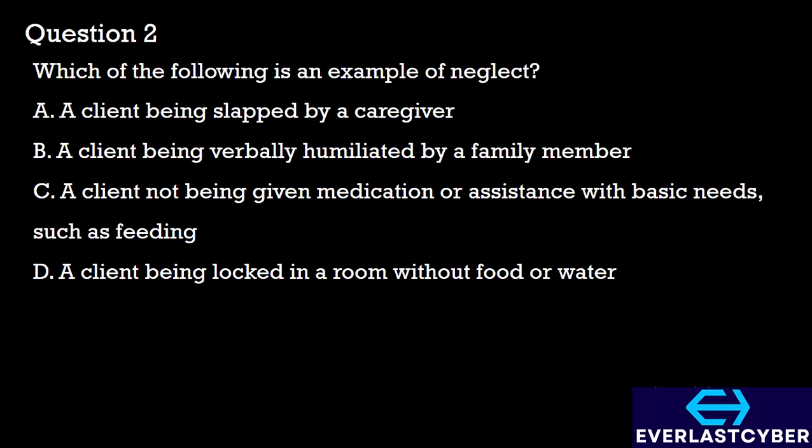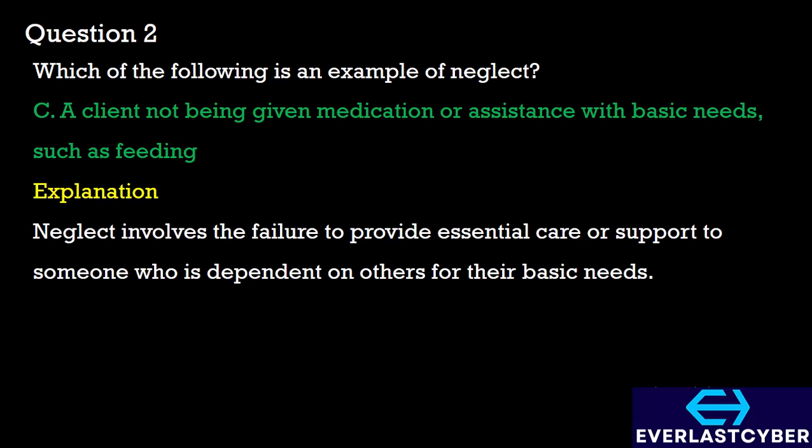Option A is an example of physical abuse and not neglect, where a client is being assaulted by a caregiver. Option B is an example of emotional or psychological abuse, but not neglect. Neglect involves the failure to provide essential care or support to someone who is dependent on others for their basic needs. Option D is an extreme form of neglect, but it can also be considered abuse due to the intentional harm involved. So, an example of neglect given the options we have here is option C. In this case, not providing medication or assistance with feeding is a clear example of neglect.